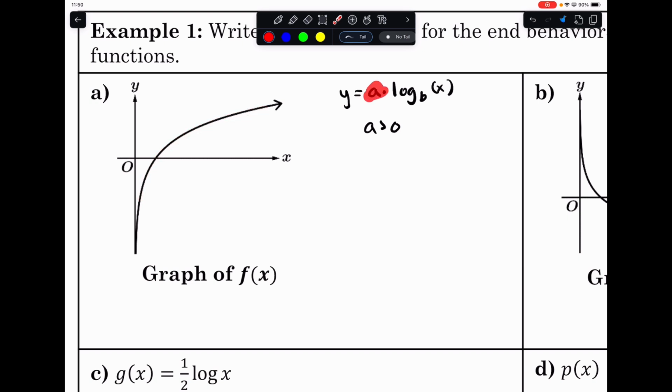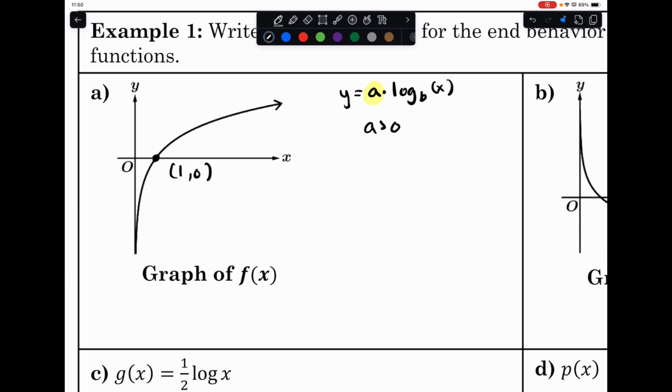Now, because the a is multiplying the entire log, this is resulting in a vertical stretch, so it's affecting again the y values. And since the y value on this point right here is 0, this value of a doesn't affect what the x-intercept is. So our x-intercept is going to be (1, 0), okay? All the other y values are going to simply be stretched by a factor of whatever the value of a is. It does not affect the x-intercept.